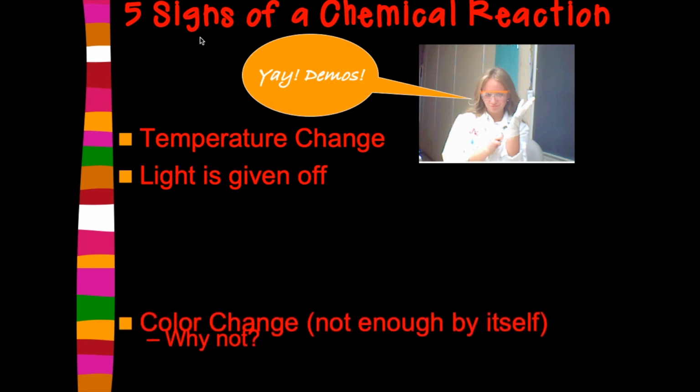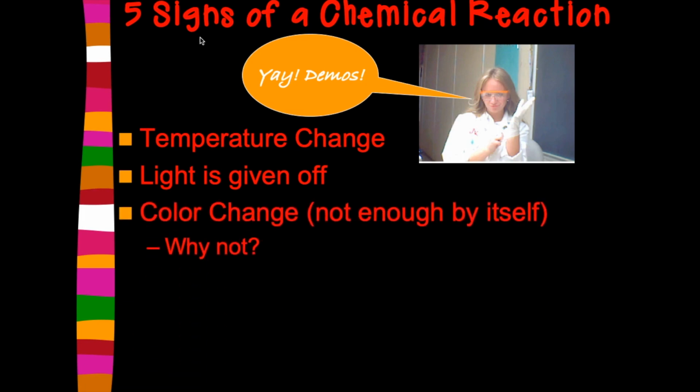you see it glow. Color change, though we usually say color change is not enough by itself. Why not? Well, because you may change the look of it, but not the identity. Like, for example, if I take blue paint and put it on my wall, I'm going to change the color of that wall, but I haven't changed the actual identity. So we don't know enough chemistry right now to say a color change by itself is a chemical change. But you saw in the demos that I did, usually color change happens with something else.